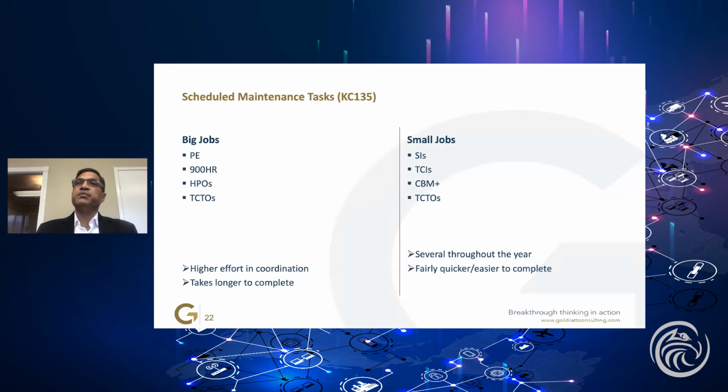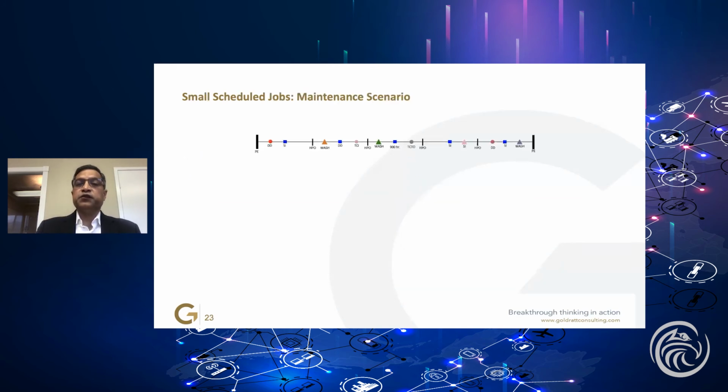When we first implemented in the maintenance group last year, we first went after the performance improvement in the big jobs. We saw 50 to 70% reduction in the time it takes to finish the big jobs without any impact on quality. Then we focused our attention on the small jobs, and that's what I'm going to talk about today. So this is just a hypothetical scenario.